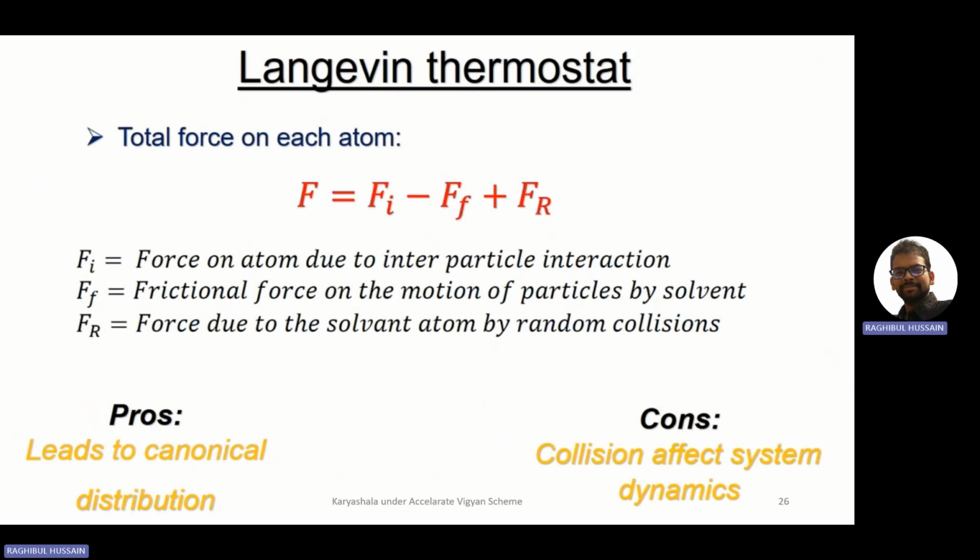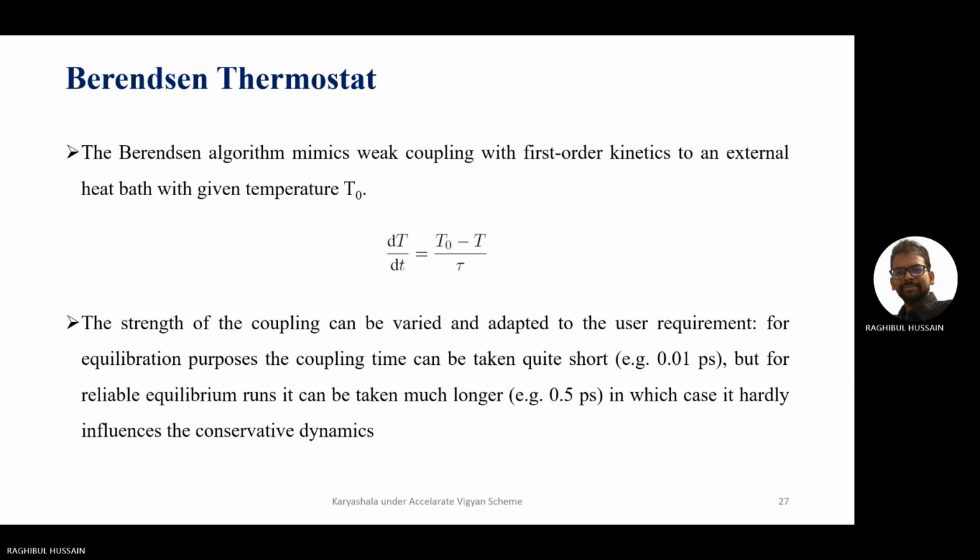Similarly, this is the Langevin. The advantage is it also leads to the canonical distribution. The disadvantage is that it affects the system dynamics. The Berendsen, in most of the cases, either we use the Nose-Hoover or we use the Berendsen.